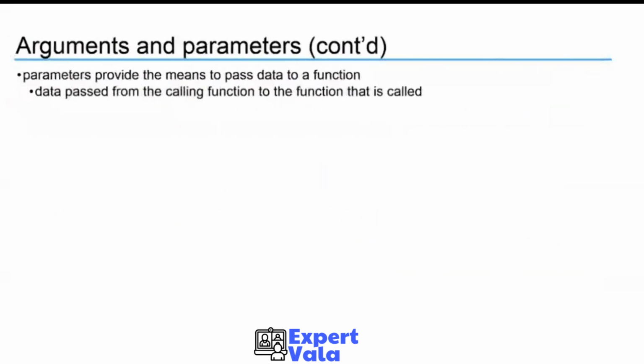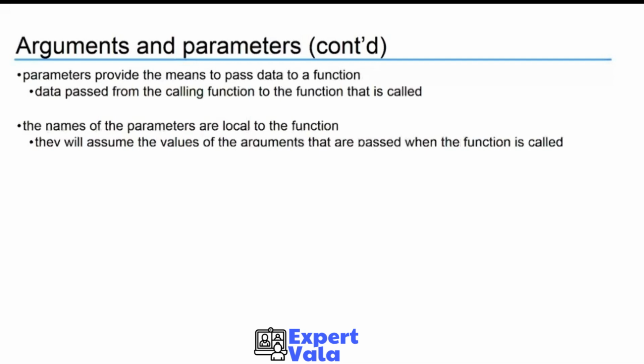Parameters provide the means to pass data to a function. Data is passed from the calling function, the invoke, to the receiving end. The calling end and the receiving end. The names of the parameters are local to the function. We are going to talk about that when we talk about local data. But those parameter names only exist inside the function body. They will assume the values of the arguments that are passed to them.